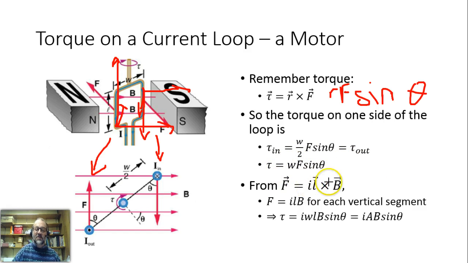Now, since the force is IL cross B, then what we have is IWLB sine theta. Well, W times L is just the area, right? That's just the area. So the torque on this current loop is the current in the loop times the area times the B field times the sine of the angle between the loop and the B field.